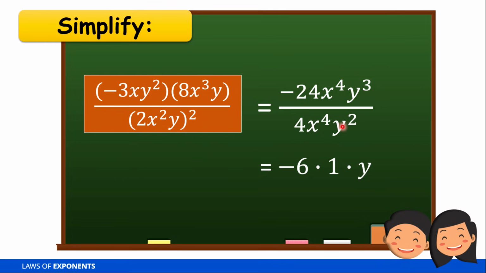So, kokopyahin natin yung base na y, tapos yung exponent natin na 1 na nanggaling sa 3 minus 2. Hindi na natin isusulat yung exponent na 1. So, understood na yung y ay may exponent na 1. Simplify natin ito. Negative 6 times 1 times y, that's equal to negative 6y.